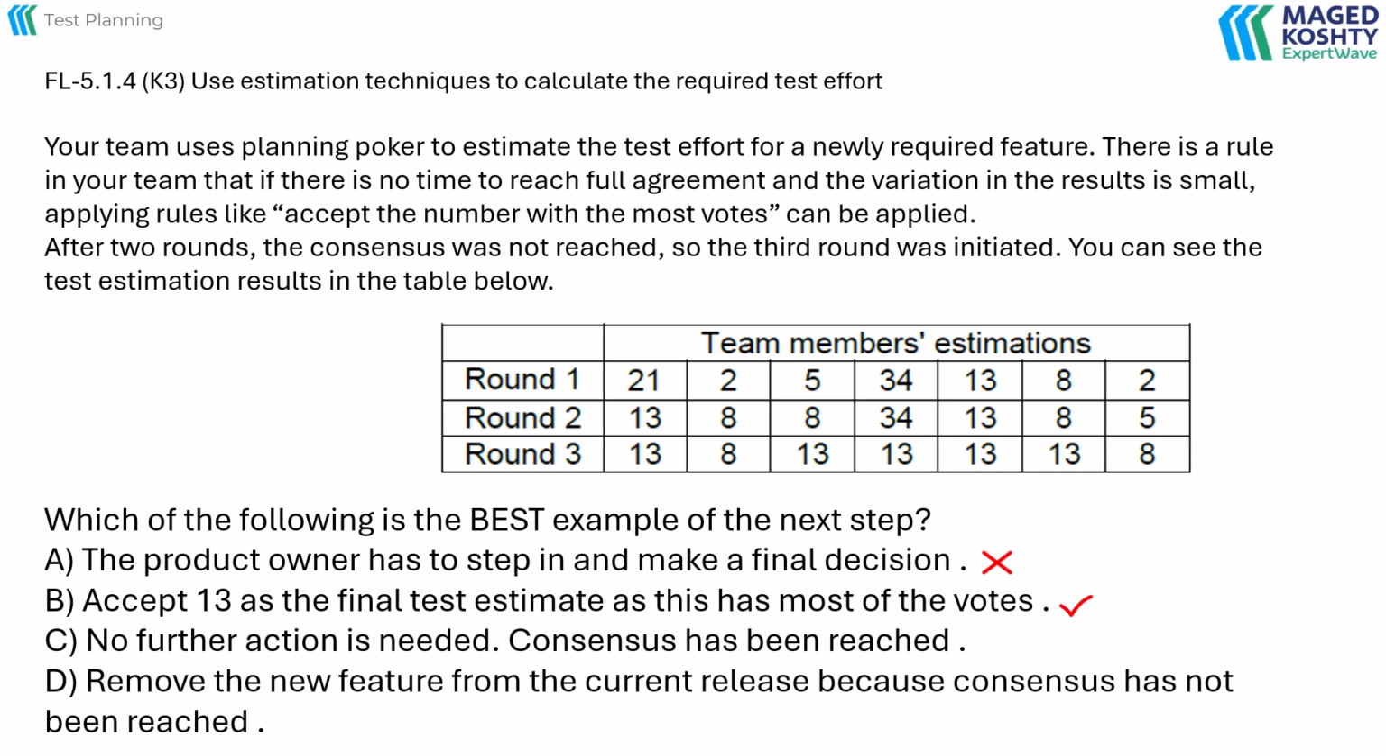C. No further action is needed. Consensus has been reached. Incorrect. Consensus means all the votes are the same. Consensus has not been reached. The votes in the final round are not the same. Some say 13 and some say 8. D. Remove the new feature from the current release because consensus has not been reached. This is a very bad option to consider. A feature should not be removed because the team cannot agree on the test estimates. We might end up removing all the features then.